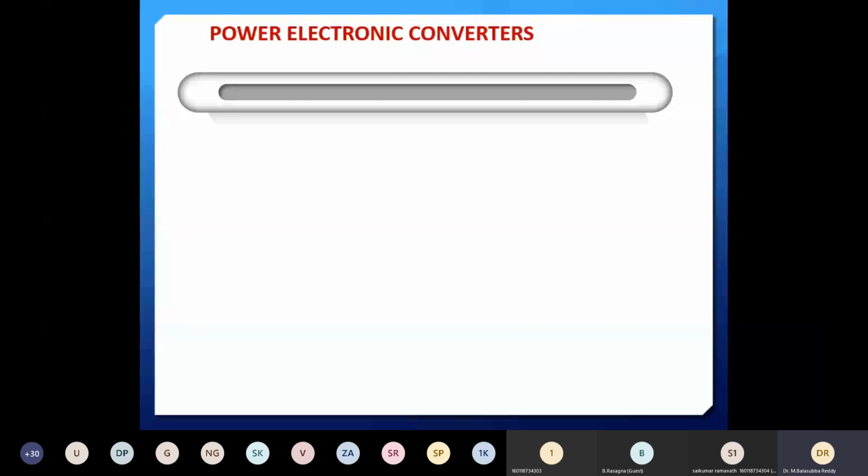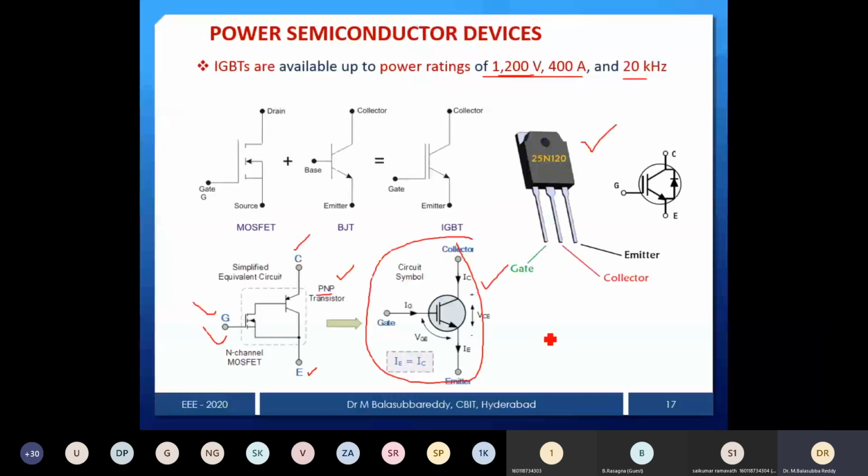And now, these are all just an introduction to the semiconductor devices.